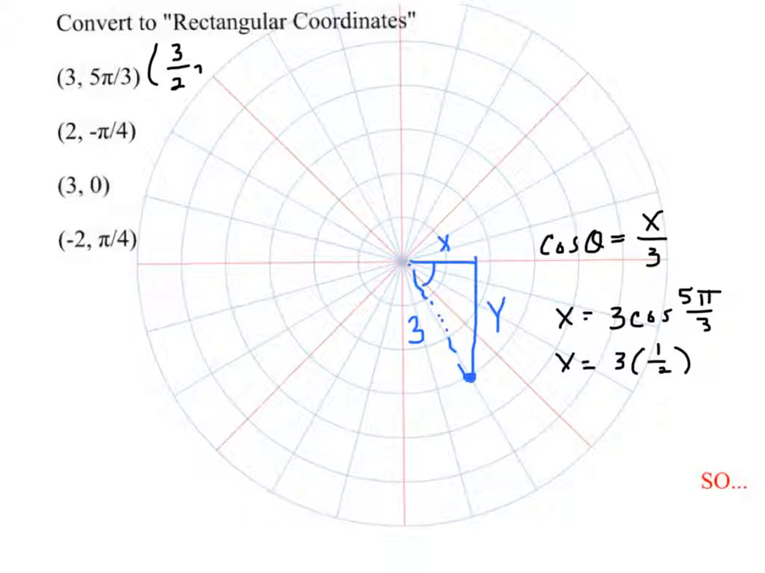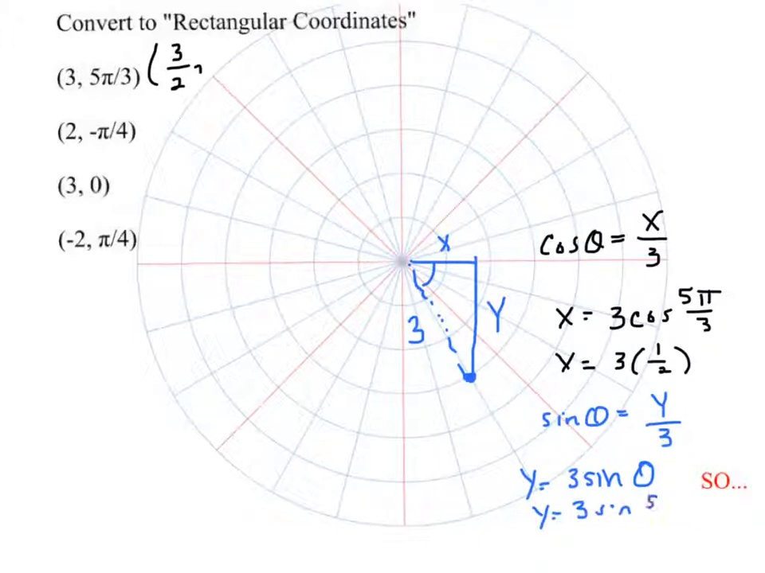A similar thing happens with the y coordinate, except this time we're dealing with sine, because it's the opposite. So I'll substitute that angle in. The sine of 5π/3 is negative square root of 3 over 2. So this is going to be negative 3 root 3 over 2. And that is your rectangular coordinate. It's at 3/2 to the right and down 3 square roots of 3 over 2 units.